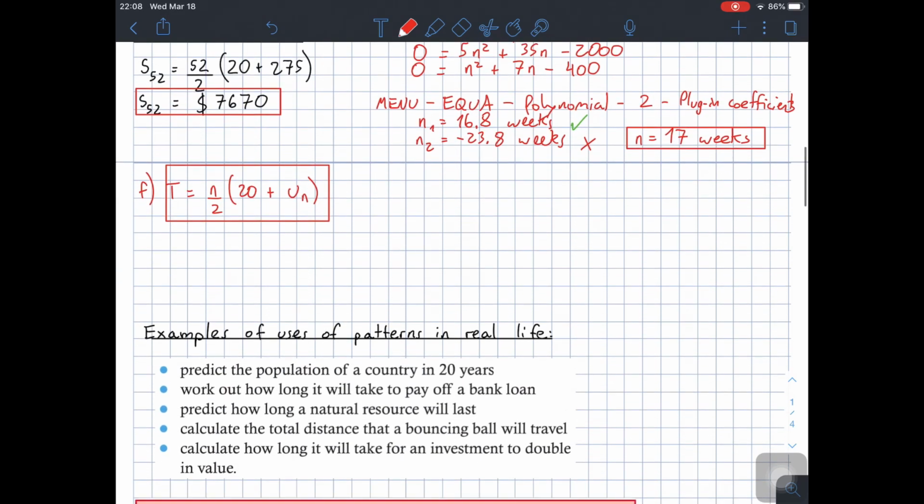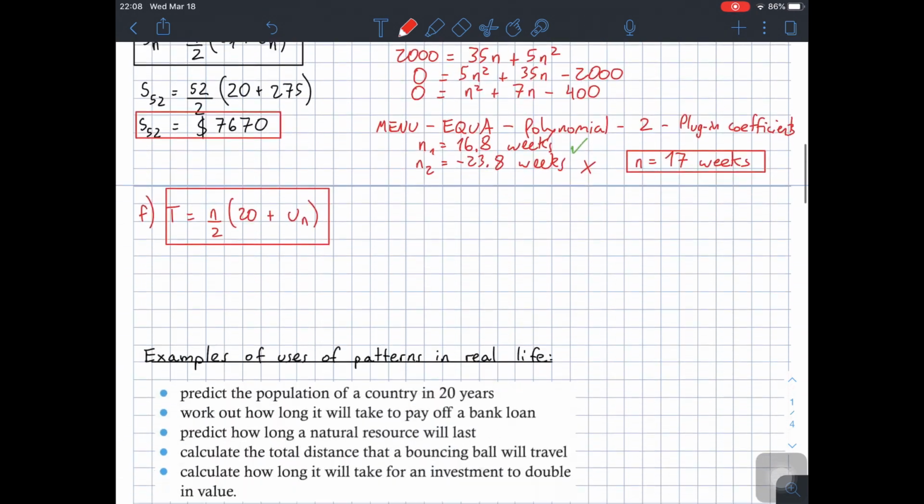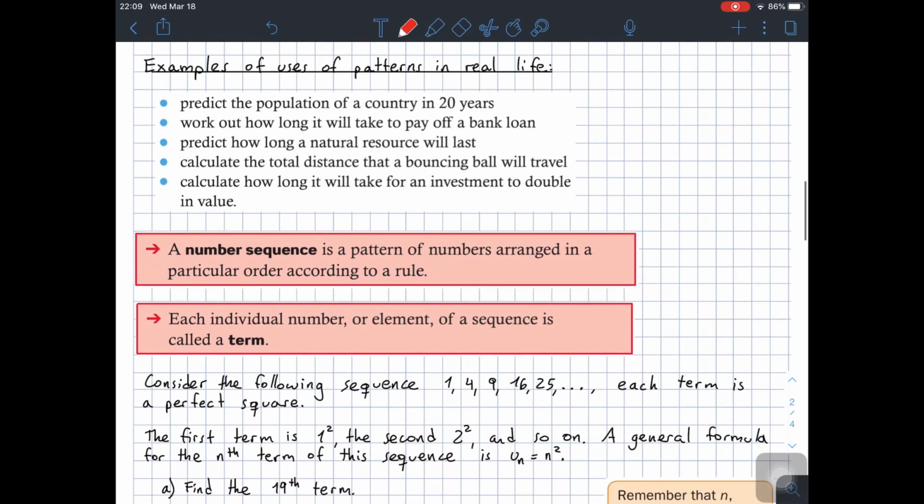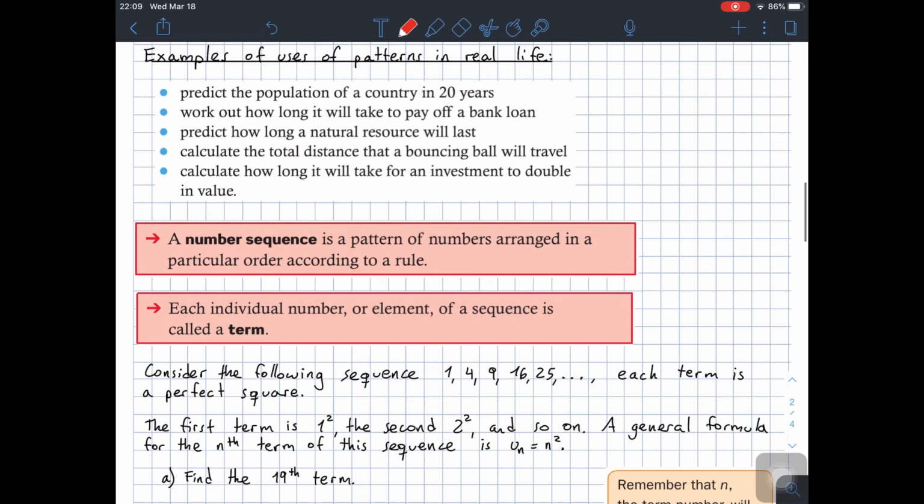Okay, let's keep on. So that was it for the investigation. Then we have examples of uses of patterns in real life. These are some cases in which you can use patterns and sequences. For example, number 1, predict the population of a country in 20 years. Work out how long it will take to pay off a bank loan. This is a very common application of patterns and sequences. Predict how long a natural resource will last. Calculate the total distance that a bouncing ball will travel. Calculate how long it will take for an investment to double in value. Or maybe a more current application of sequences is, for example, trying to predict the number of people infected by coronavirus, right? That is also an application of patterns and sequences.